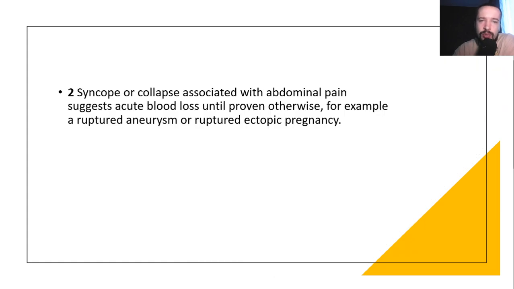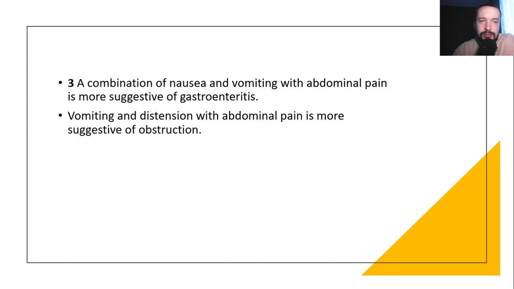Second, syncope or collapse associated with abdominal pain suggests acute blood loss until proven otherwise. For example, a ruptured aneurysm or ruptured ectopic pregnancy. Third, a combination of nausea and vomiting with abdominal pain is more suggestive of gastroenteritis. Vomiting and distension with abdominal pain is more suggestive of obstruction.